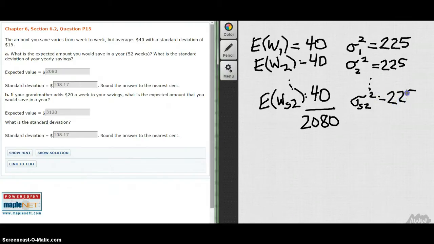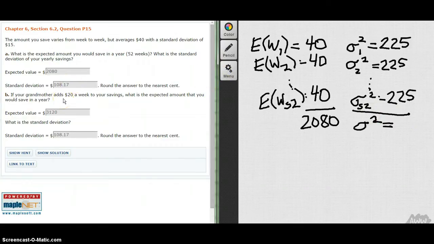And so we can add these numbers right here, and if we add 52 times 225, that will give us our overall variance. So whatever this number is, 225 times 52 will give us our overall variance. And then if we want our overall standard deviation, we just take the square root of this number, which would give us the 108 over here.